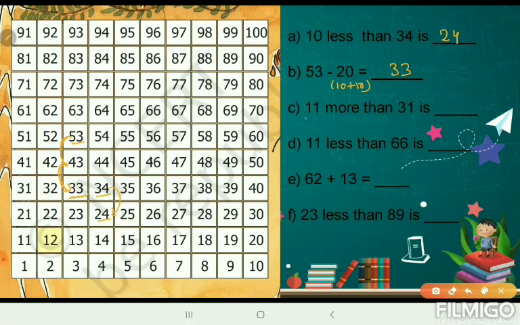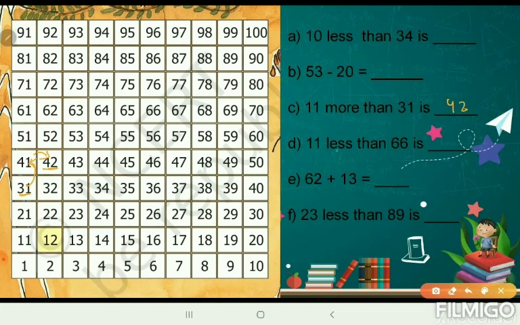11 more than 31 is. So 11 can be written as 10 plus 1. So that means more means you have to add. First you have to go one step up for 10 and then you have to go one step to the right for this 1. So where is 31? 31 is here. So for 10 you go one step up here. This 1 plus 1 will be to the right, 42. So 31 plus 11 will be 42.